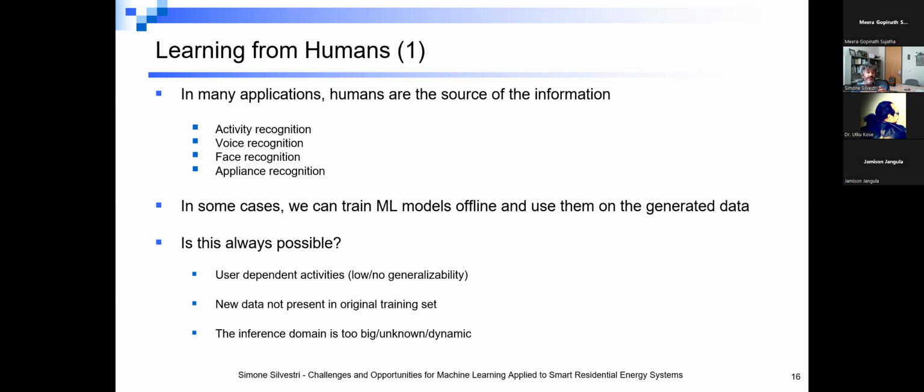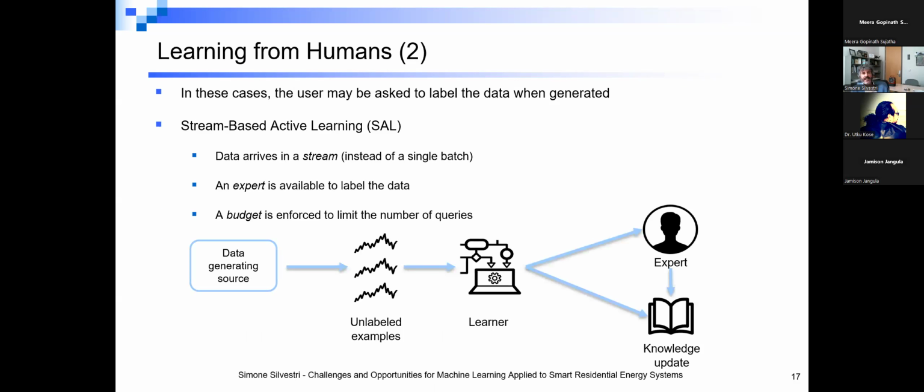Or, for example, the inference domain can be very dynamic, so new things come all the time, and you need to keep learning; you cannot just train once and then be done. So researchers have proposed something called stream-based active learning, a different type of learning approach in which data is not available at the beginning, but arrives in streams. These unlabeled samples go into the learner, and the learner can decide: should I ask an expert, usually a human expert, to label this data or not?